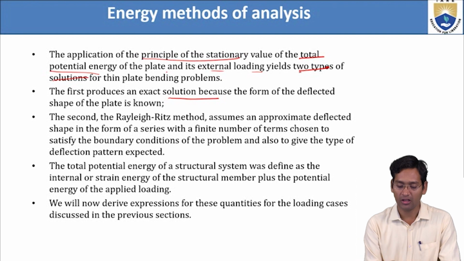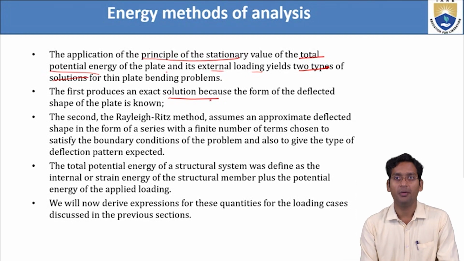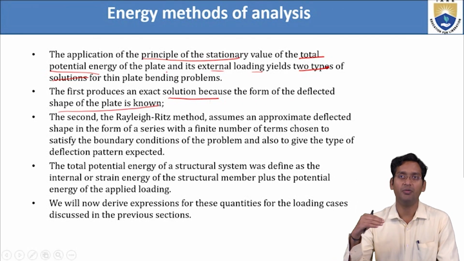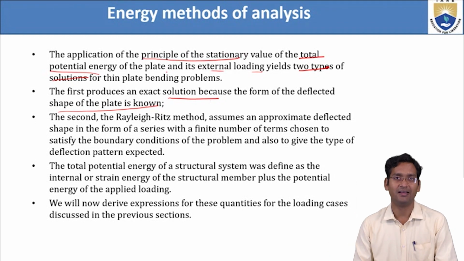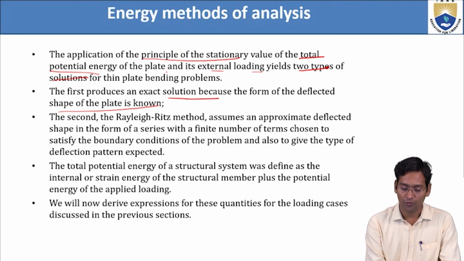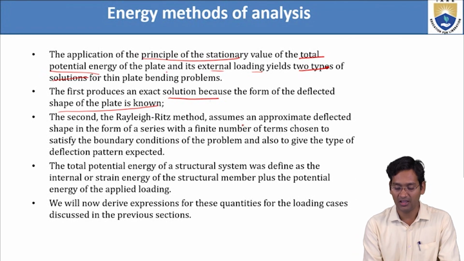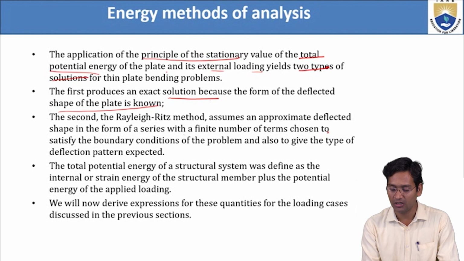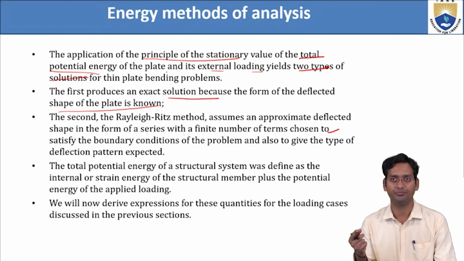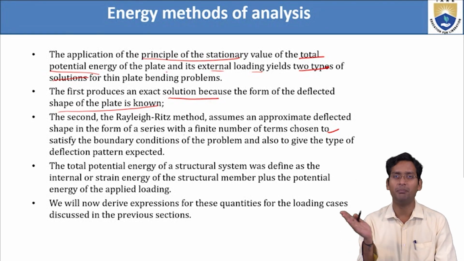So two types are there. The first produces an exact solution because the form of the deflected shape of the plate is known. If the deflected form is known, then we will get the exact solution. If that is not exactly known, then how will we get it? For that, the second, the Rayleigh-Ritz method, assumes an approximate deflected shape in the form of a series with a finite number of terms to choose from. Rayleigh was for an infinite number of terms, or infinite series, but by combining Rayleigh and Ritz it becomes finite. Now we can put the limit up to what we want and choose accordingly.